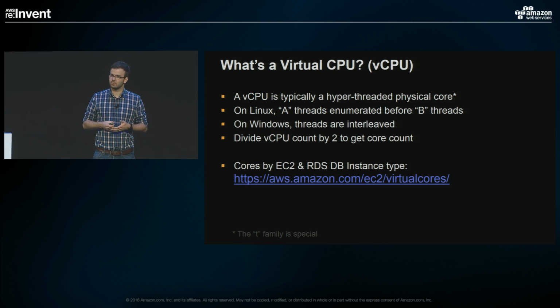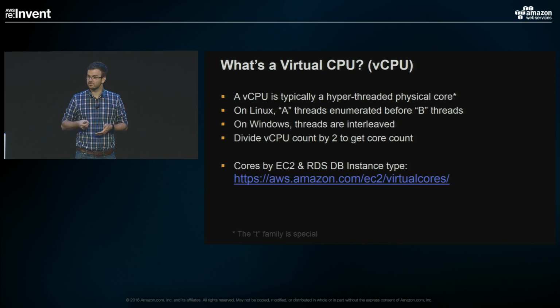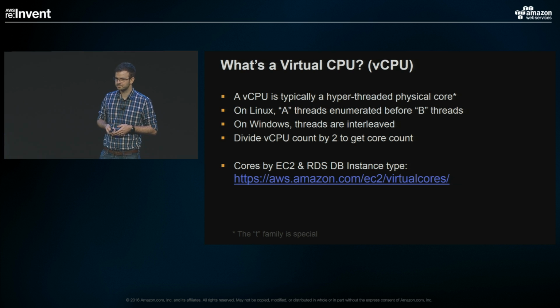Now, we have some customers who want to know their real core count or their physical core count on their instances. And to do this, you can usually just divide that vCPU number by 2 to get that core count. We also list, for licensing purposes, a list of every EC2 instance and how many physical cores it has on the link that you see below.